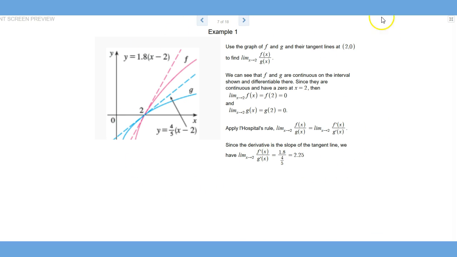So this example involved remembering what the definition of a derivative was at a value, and remembering what the conditions are to apply L'Hopital's rule.